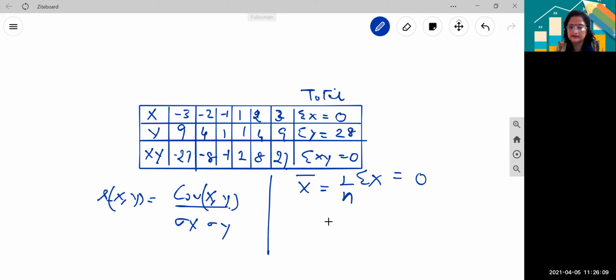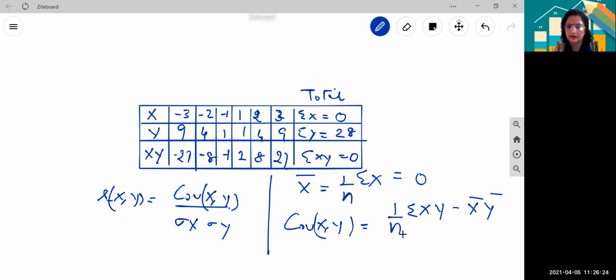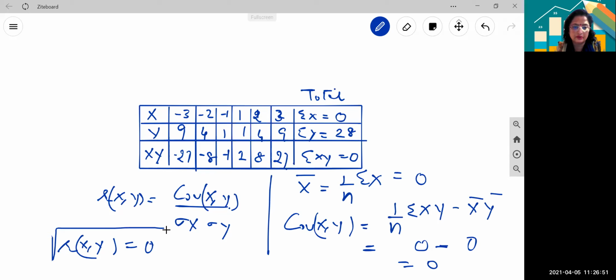Okay? Next, now covariance between x and y. There is no need to calculate y bar because when it will be multiplied with x bar, the answer will be 0. So here you will write the value 1 by n summation xy minus x bar y bar. Summation xy is 0, right? And x bar is also equal to 0. So the answer is equal to 0, right? So therefore, you will put the values here. Therefore, rxy is equal to 0.